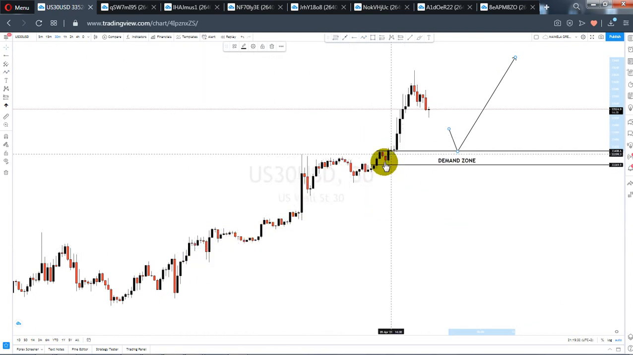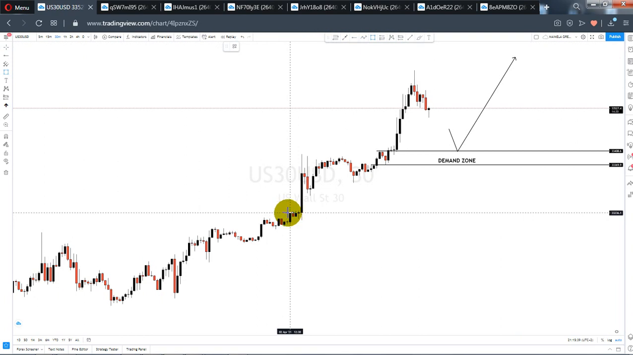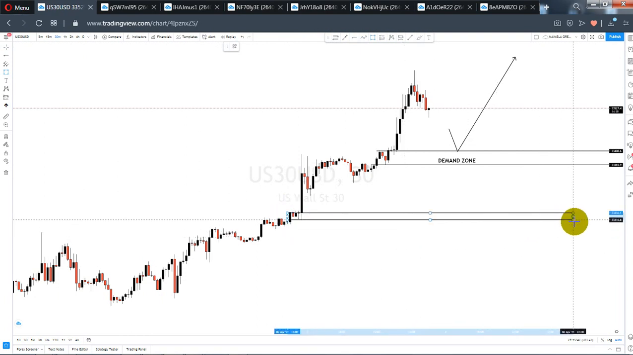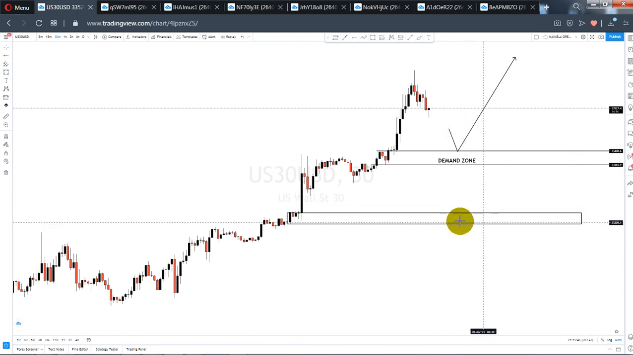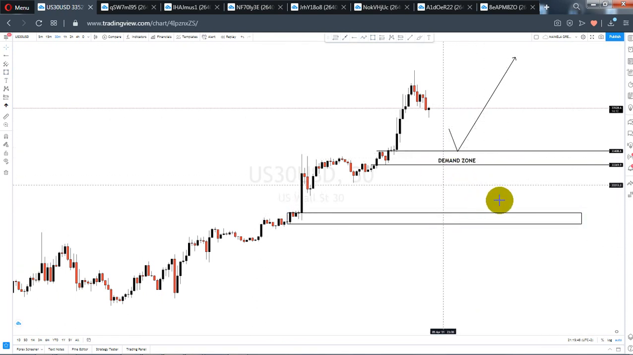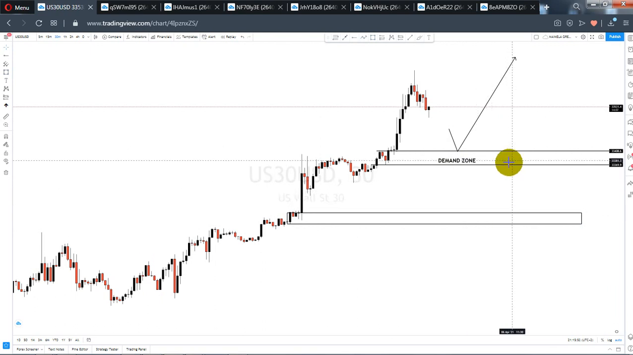So if they break this demand zone here, then we're going to start looking for this one here. This will be our second demand zone, which will be this one, meaning that if they break this one, then we're going to start looking to buy again around this one. So either one of them will give us a rejection movement, and then they continue going up.